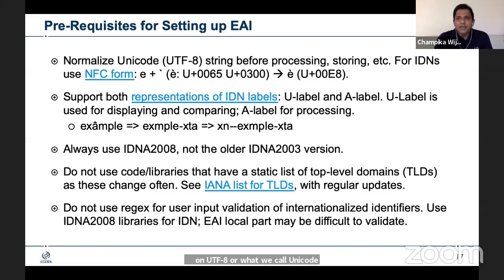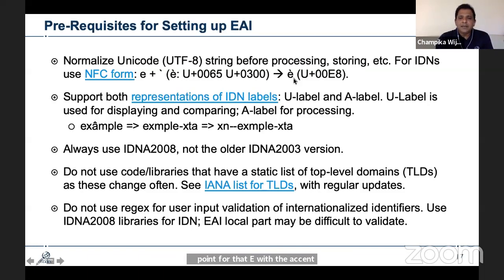Now, we need to do something called normalization. That is basically, if you are representing a certain glyph, in this case consider the letter small e with a little accent. There is a certain Unicode code point. That is represented with U+00E8, which is in hexadecimal. So this is the code point for that e with the accent.